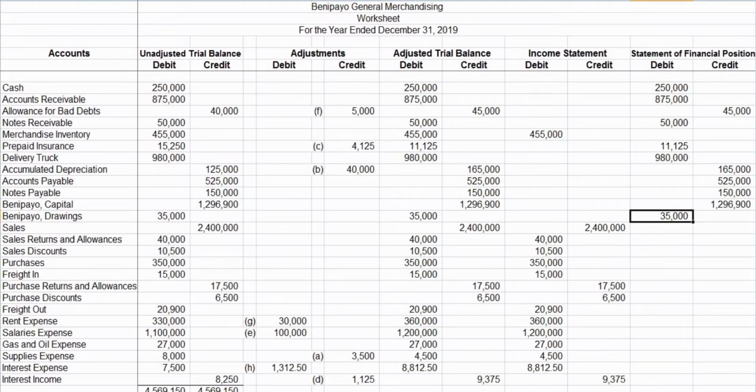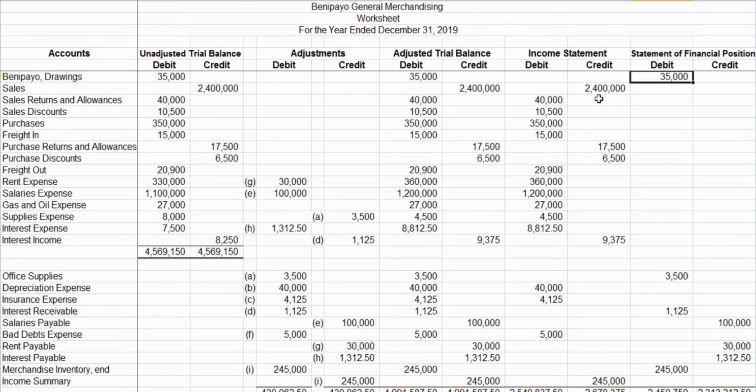Therefore, in doing the closing entries, we need to refer to the income statement columns of the worksheet, as well as to the drawing account under the statement of financial position or balance sheet debit column. There are actually 4 closing entries. The first one concerns all income statement accounts with credit balances. So, we have to look at this credit column and debit each account with an amount written on this column, except the income summary account.